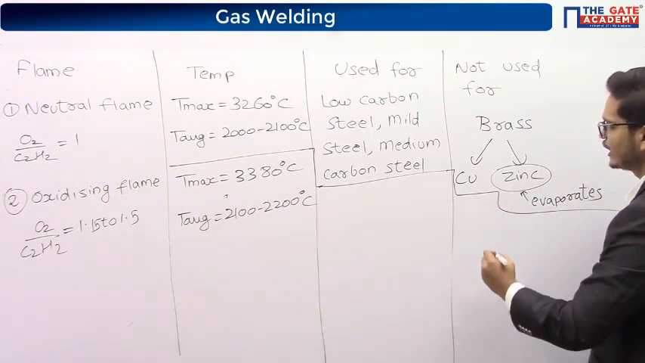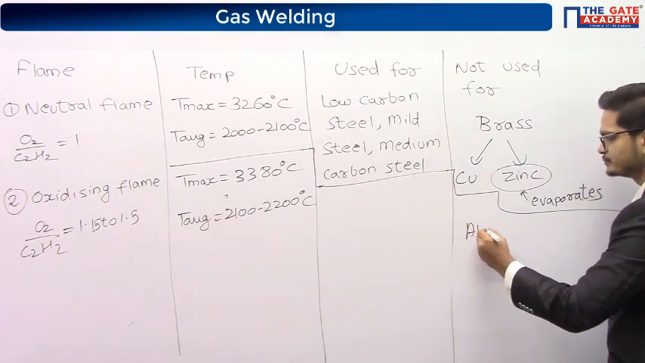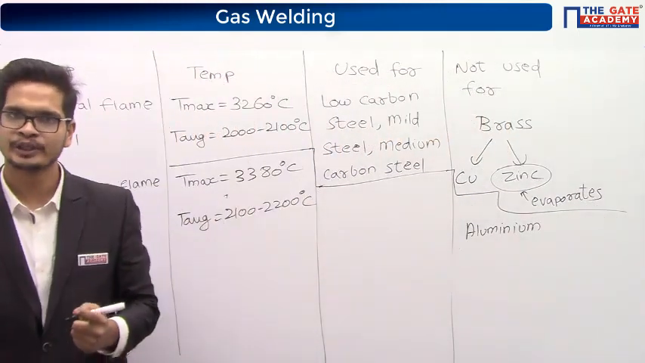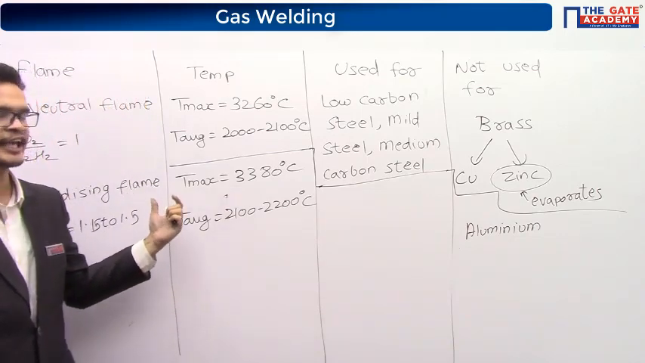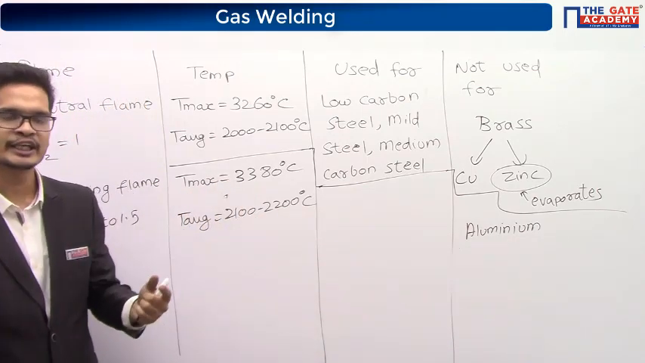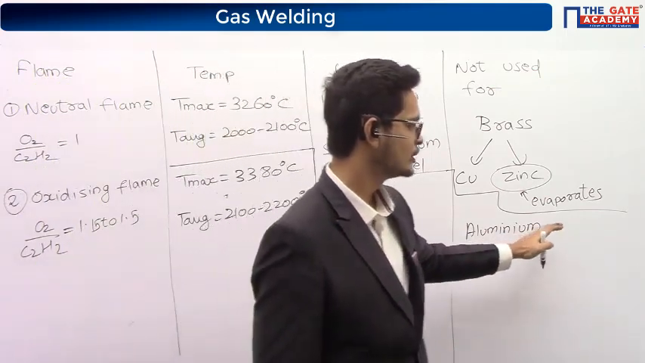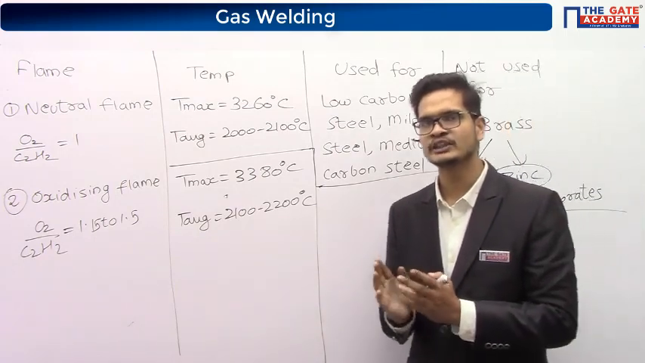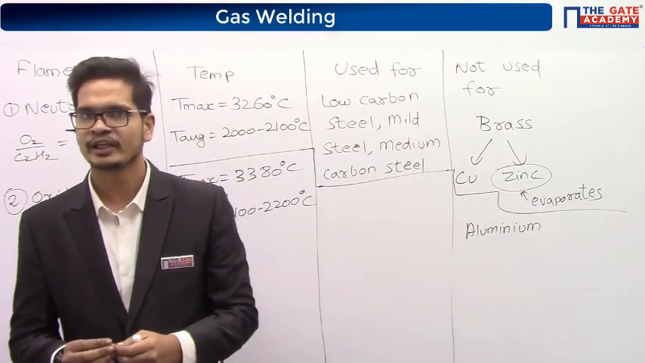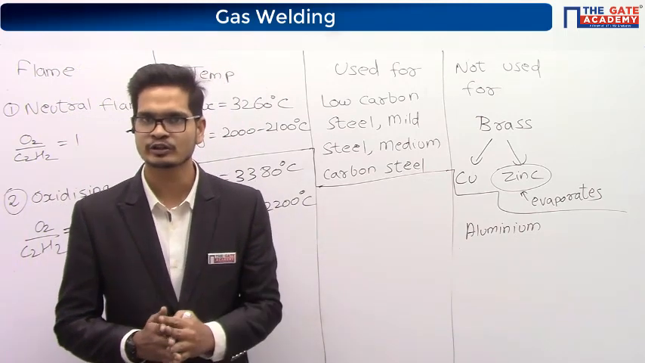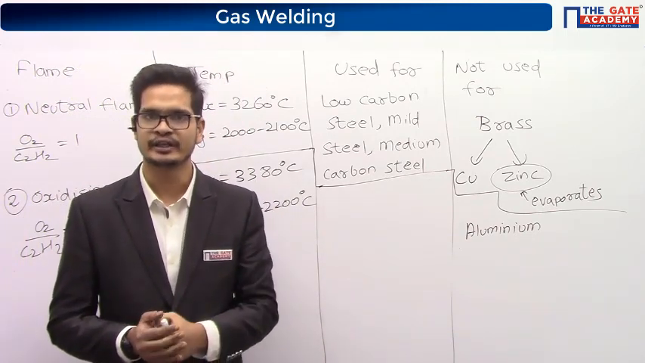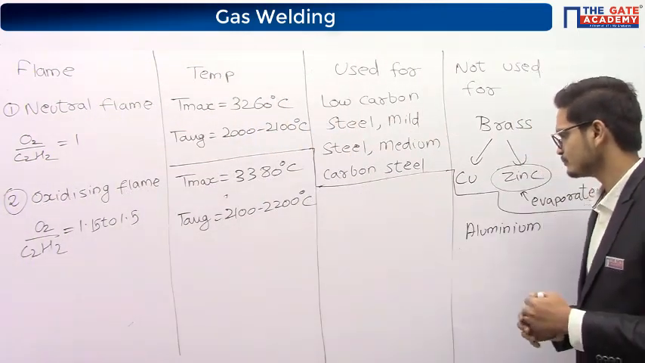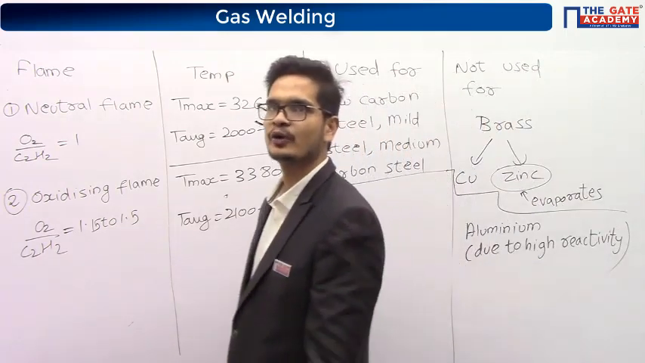The oxidizing flame is not used for welding of aluminium. Why? Because aluminium is a highly reactive metal, so it easily reacts with oxygen. In fact, one of the major problems in welding aluminium is its high reactivity. It easily reacts with atmospheric oxygen, so it easily gets contaminated. That is a major problem in welding of aluminium, due to its high reactivity.